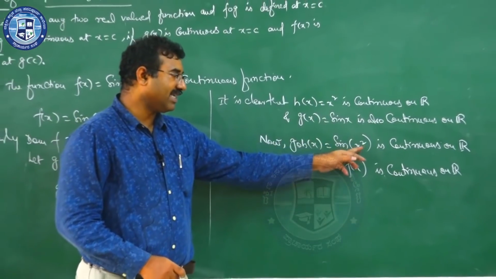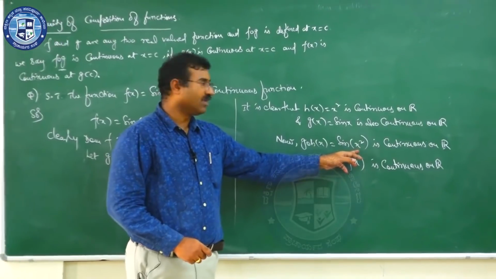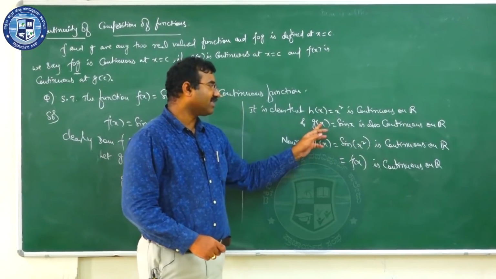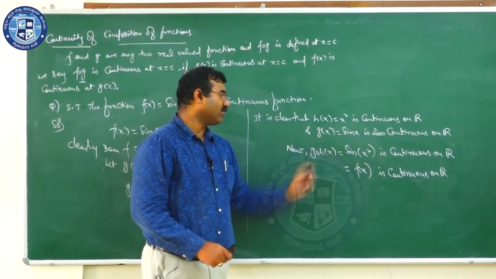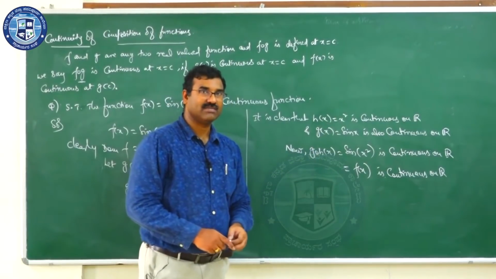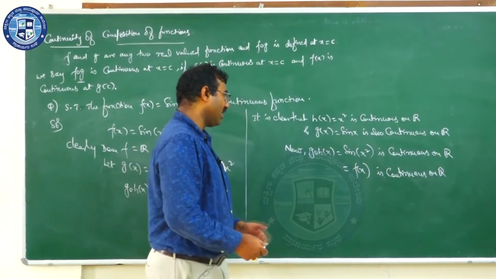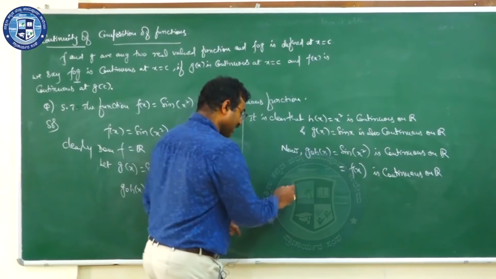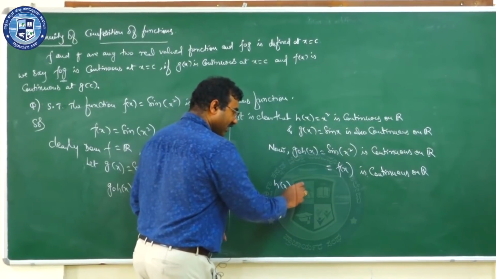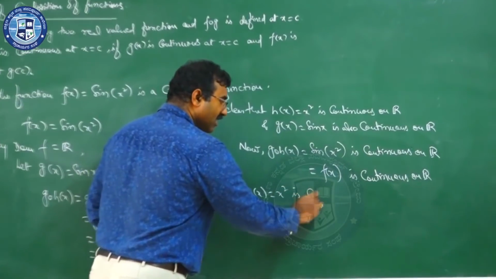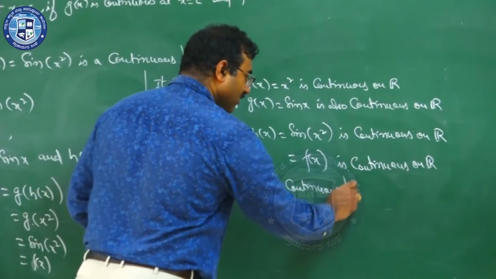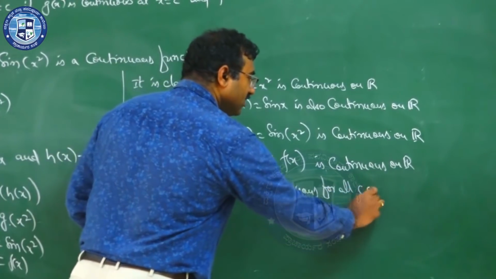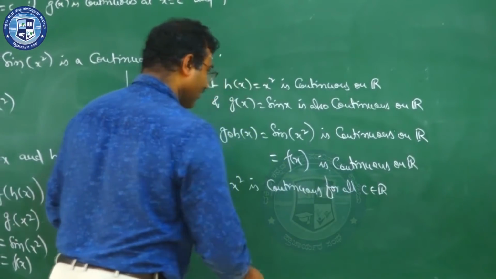x square is continuous at each and every real number, and this g of x is continuous at each h of c. That's why g composition h of x is continuous. Still, if you want to write elaborately, you can write in another way, like h of x is equal to x square is continuous for all c belongs to R.